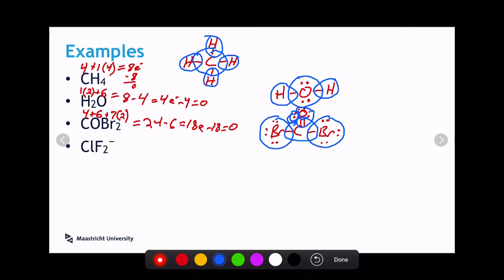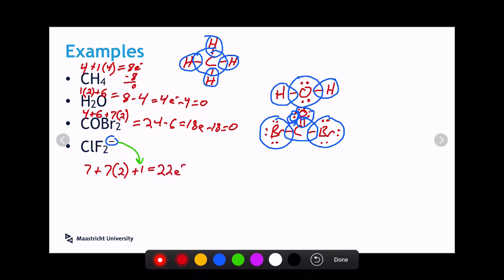Check this last one, ClF2-. So when we do the dot structure for this, we've got to keep in mind that we've got an extra electron there, so we have to include that in our electron count. So chlorine here has 7 valence electrons. Fluorine also has 7 valence electrons. Sorry about that. And there's 2 of them. And I've got to add the 1 because of this minus right here. So that goes because of there. When we add all of those up, we get 22 valence electrons.